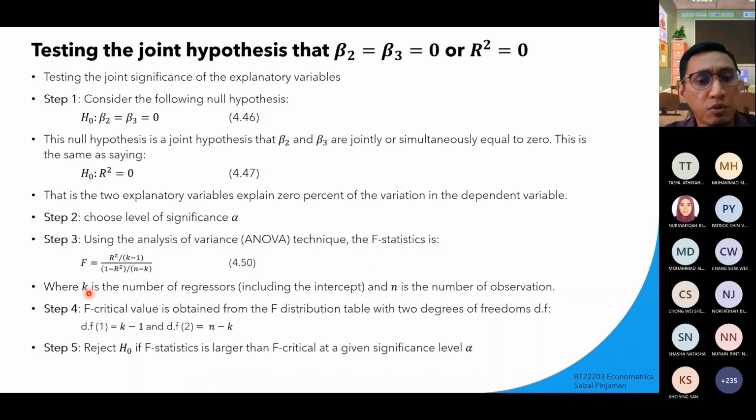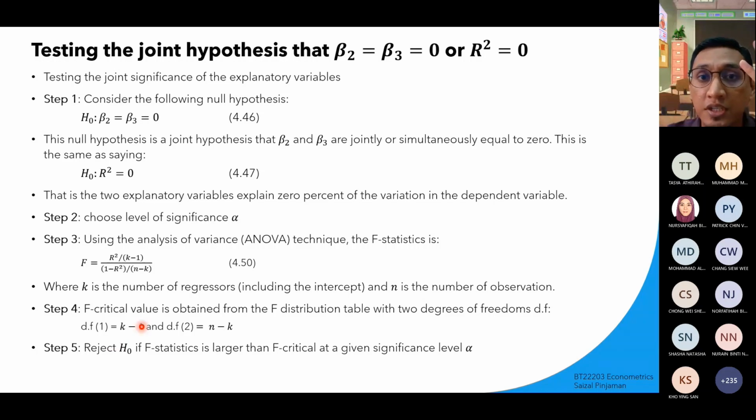Step number 4 is of course the same as in hypothesis testing before this. We compare the F statistic with the F critical value. The F critical value is obtained through the F distribution table. In determining the F critical value in the F distribution table, we have 2 degrees of freedom. The first degrees of freedom is K minus 1, the number of regressors minus 1.